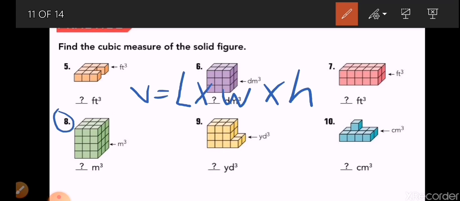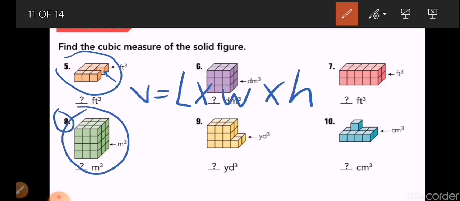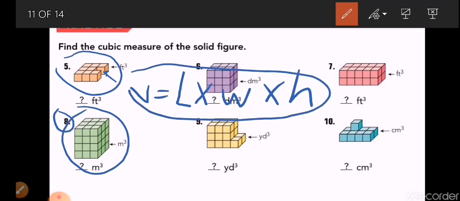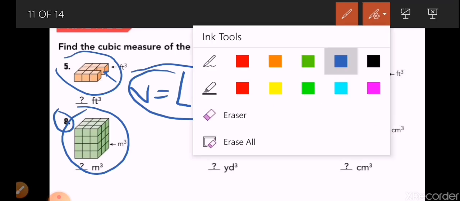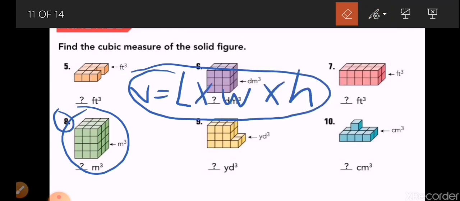If it's a regular solid figure, like what? Is number 5 regular? No, we have a part missed here, not regular. But this one looked regular. So I can use with it my rule, my formula. Okay, let's see how we will do it by using the formula.